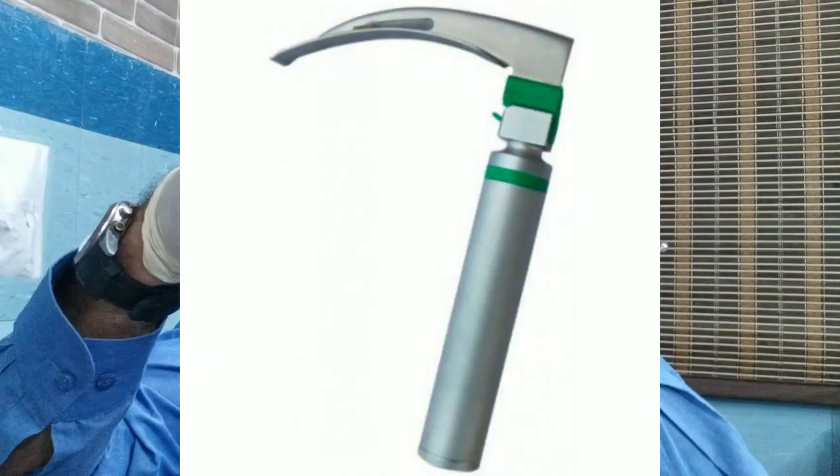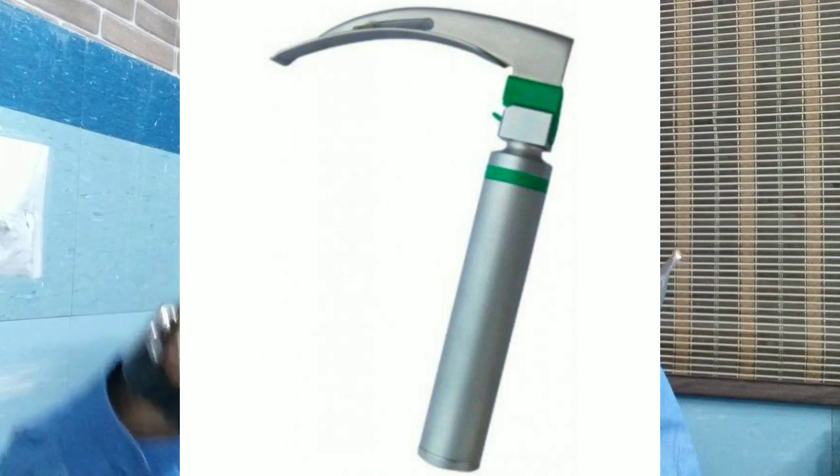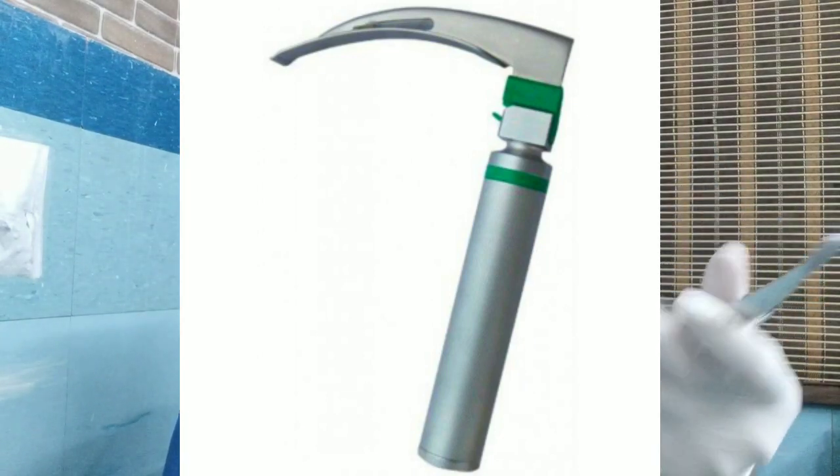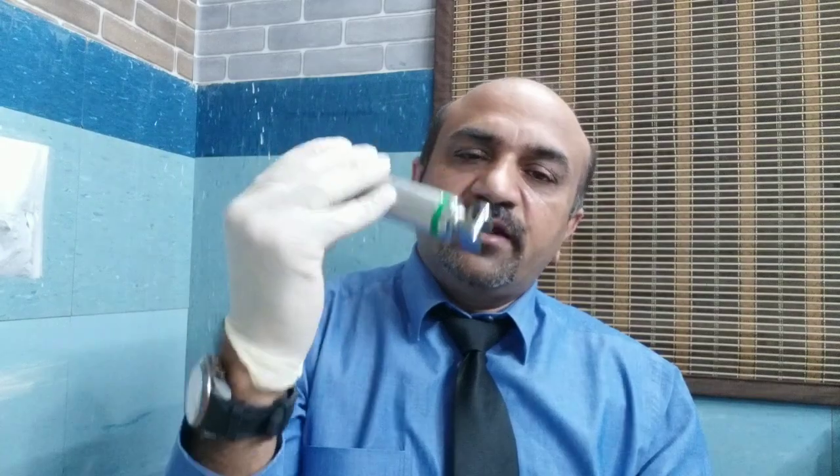Laryngo means larynx, scope means visualization. So this is the laryngoscope. It has 2 parts. This is known as the handle, and this is the blade of the laryngoscope. You can just attach it and detach it.